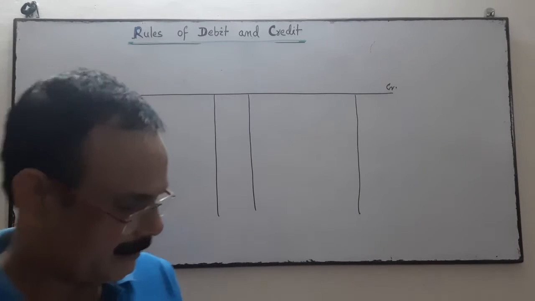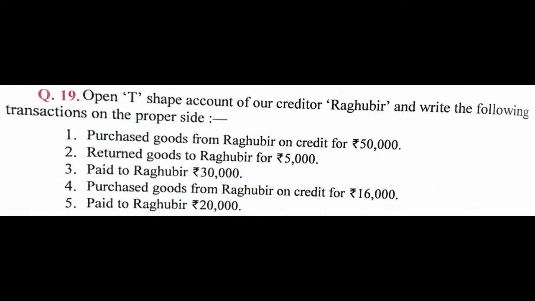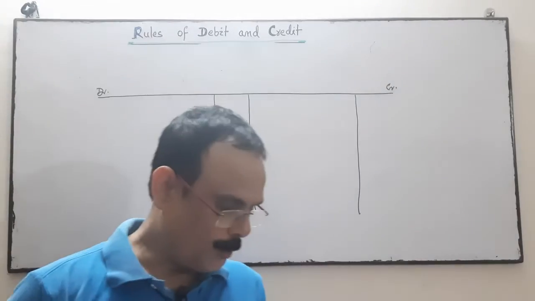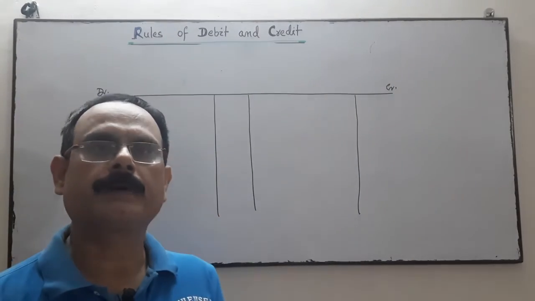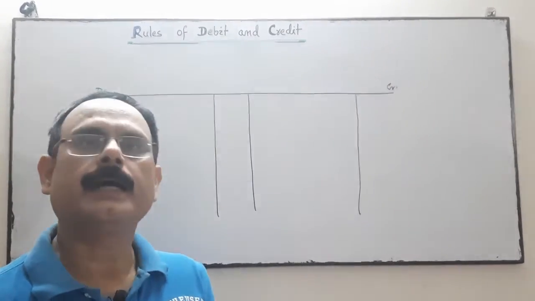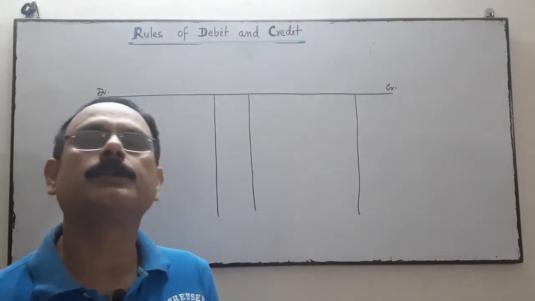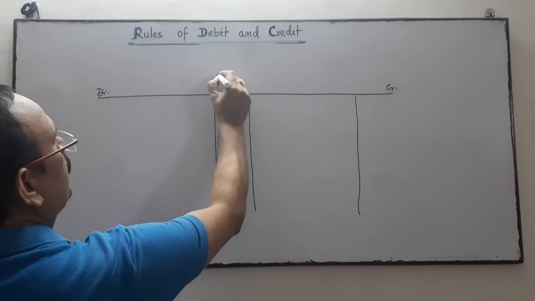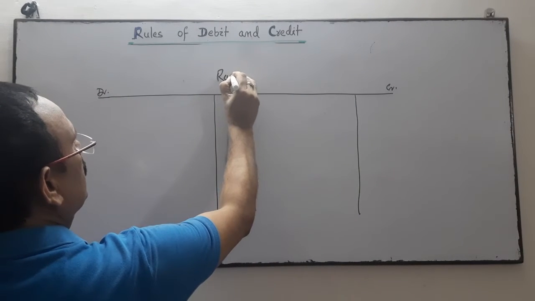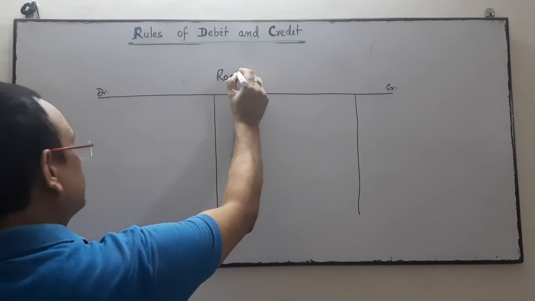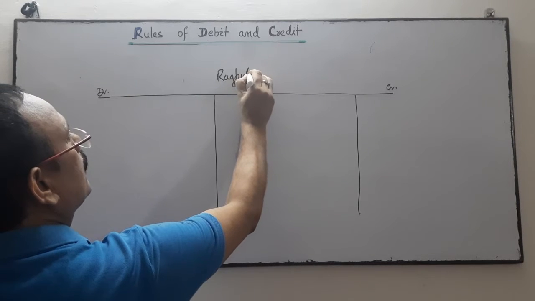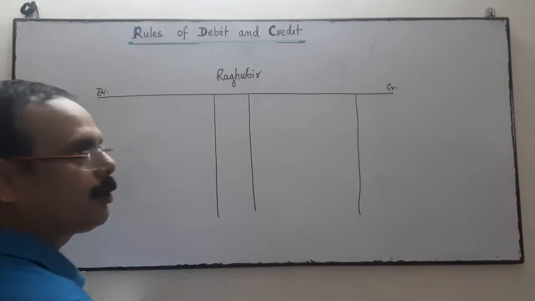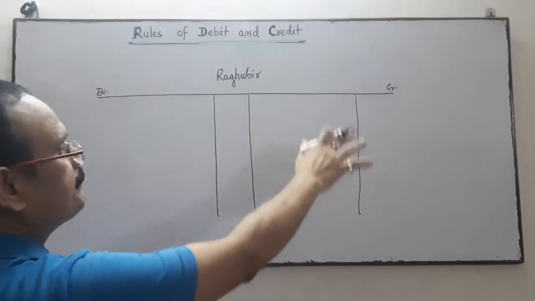Now see the one question. Open T-account of creditor Raghuveer and write the following transaction on the proper side. So Raghuveer, going to open the account of Raghuveer in T-account format.